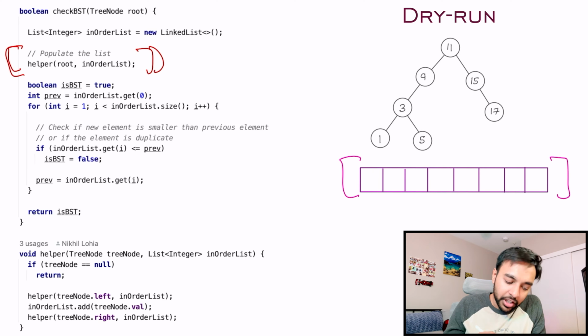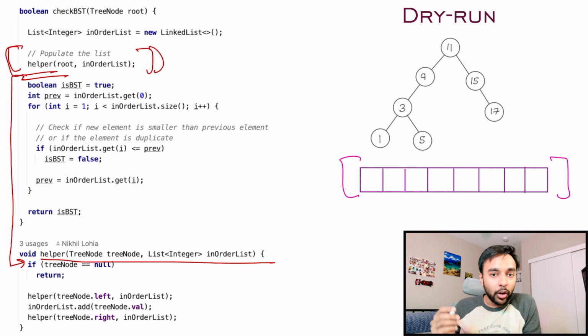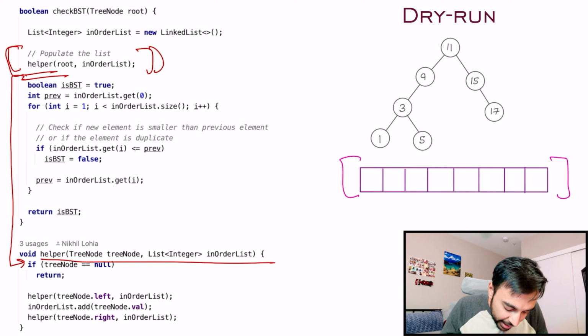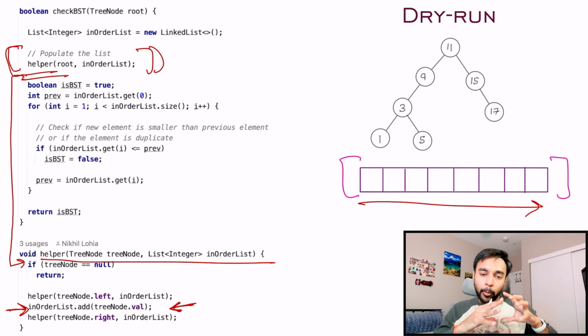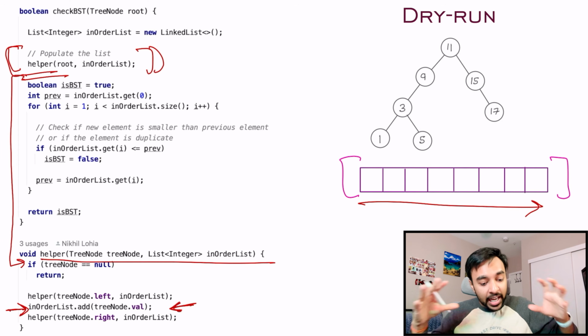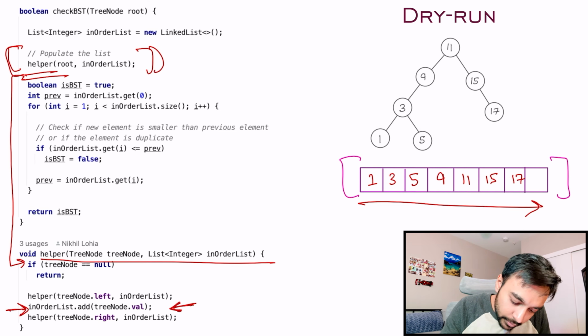To do an in-order traversal, we take the help of a helper function. This helper function is nothing but doing an in-order traversal on this tree. Once again, if you want to revise how the in-order traversal works, there is a link in the description below. In this method, instead of printing out the value, I will add the value of the node to my list. And when this method ends, this list will be populated with the in-order traversal of the actual tree. So in this scenario, it gets populated like this.